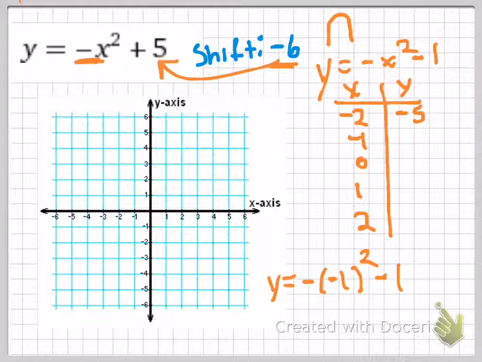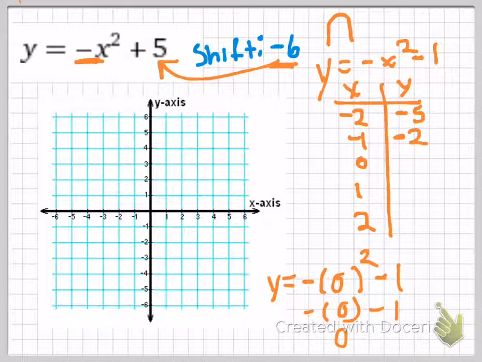Alright, so now negative 1. Negative 1 squared is 1. Negative 1 times 1, we get negative 1, minus 1. So we get minus 2. Let's edit this. Plug in 0. Well, 0 squared is 0. Negative 1 times 0 is 0. Minus 1, we get negative 1.